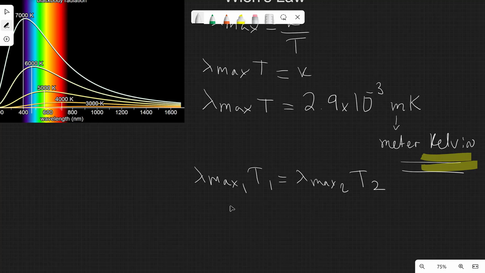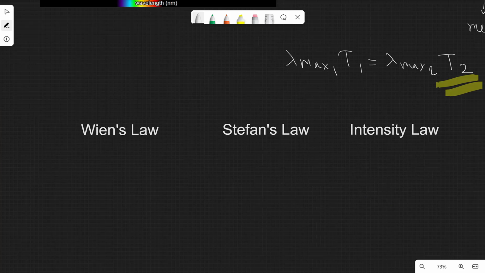Let's say that we have the predominant wavelength of one star and its temperature, and we have the wavelength of the other star, but we need to find the temperature of the other star. Then all we need to do is just directly rearrange this equation for T2 or any other unknown that is required. So in this portion of the spec, we tend to get a combination of those three laws.